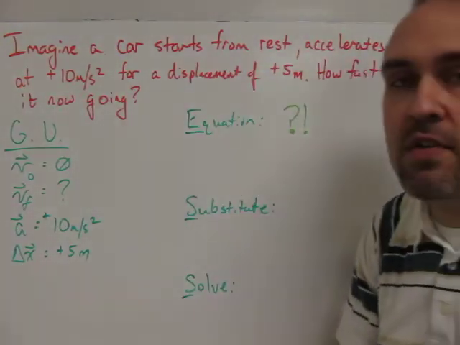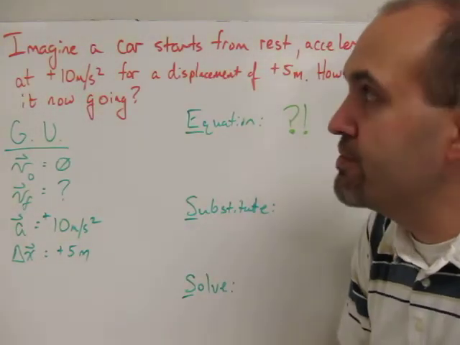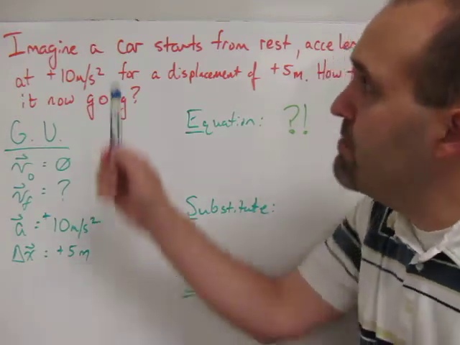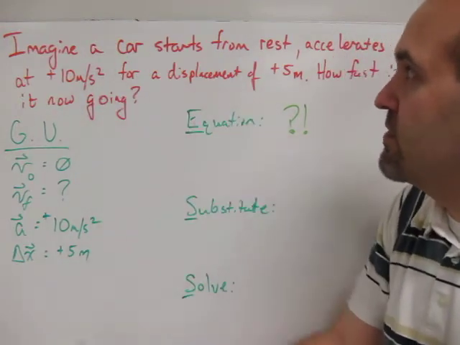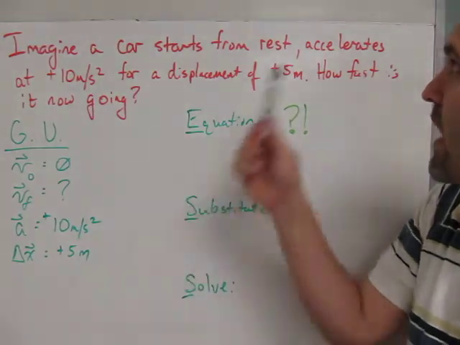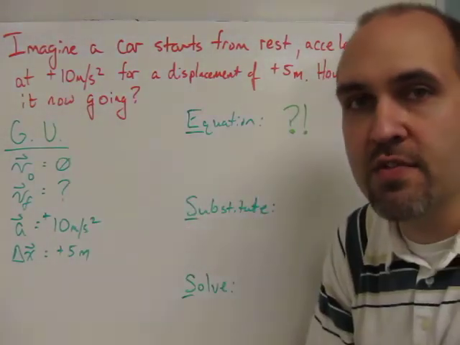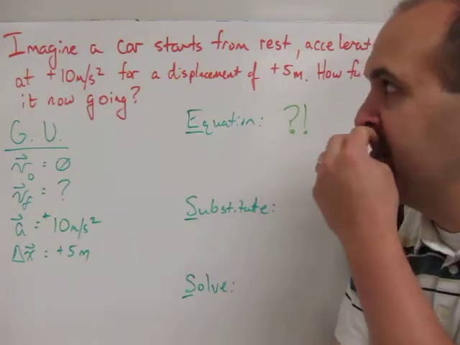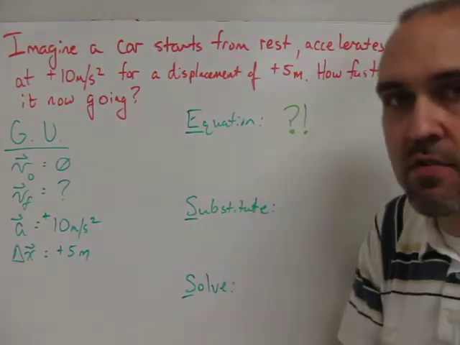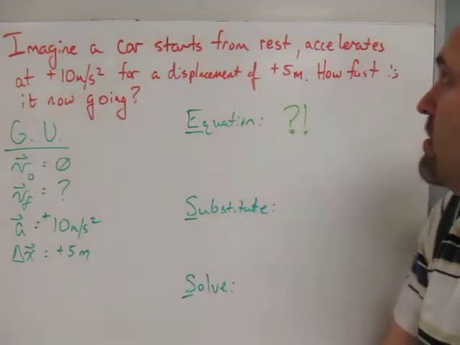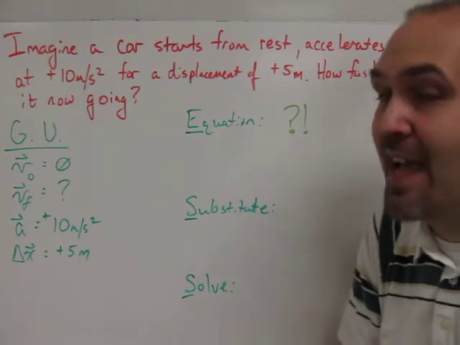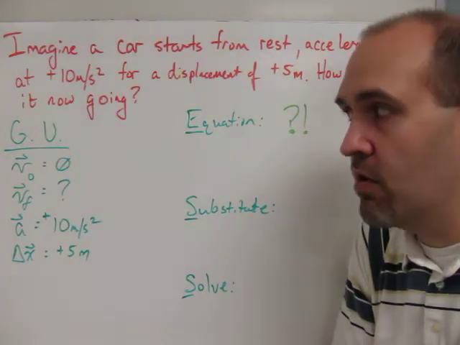All right. Here's our motivation for this power tool, for the first one. Imagine that we have a car, and it starts from rest, no velocity, and it accelerates at 10 meters per second squared, 10 meters per second every second, for a displacement of 5 meters. So it goes 5 meters as it's accelerating. How fast is it now going?